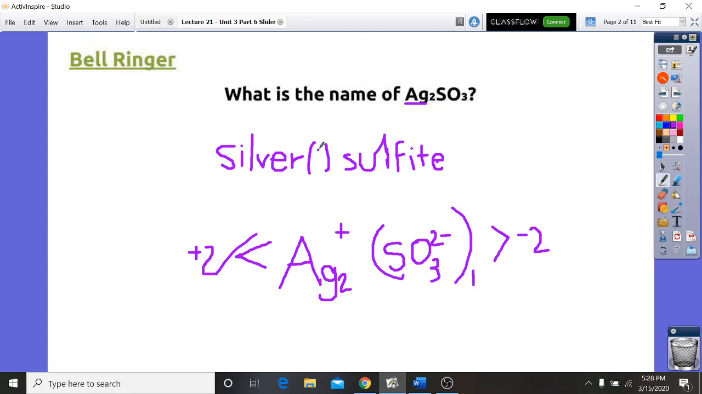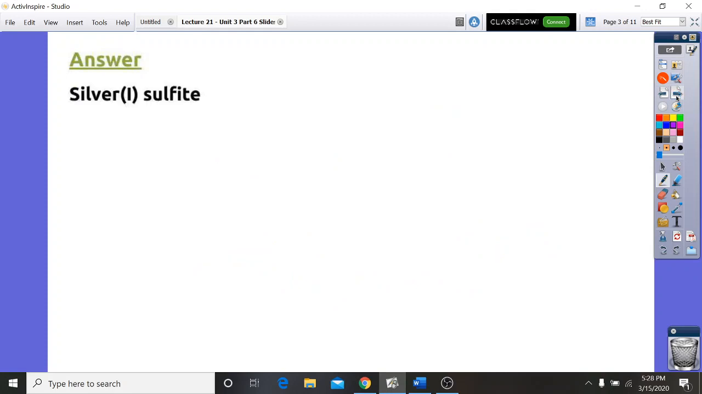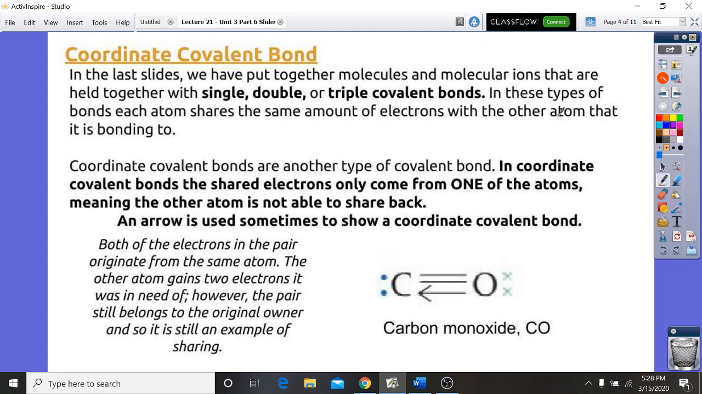This is silver 1. There are 2 silvers. They each have a +1 charge. There's only one sulfite. It has a -2 charge, and therefore it cancels out and the charge equals 0. Good job.